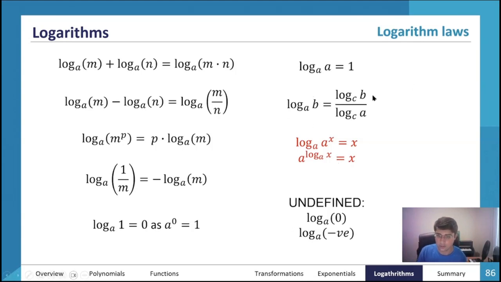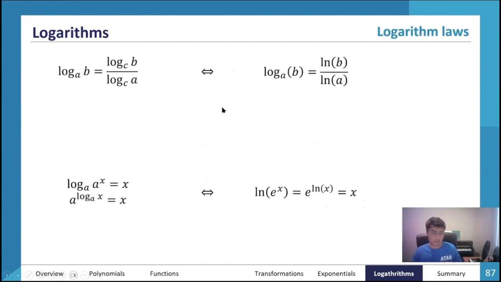I also want you to focus on this here. The log with any base a of b is going to be the log of any other base of b over the log of that same base of a. Equivalently, you can express any logarithm with a base a of b as the natural log of b over the natural log of a. This is a very useful trick.